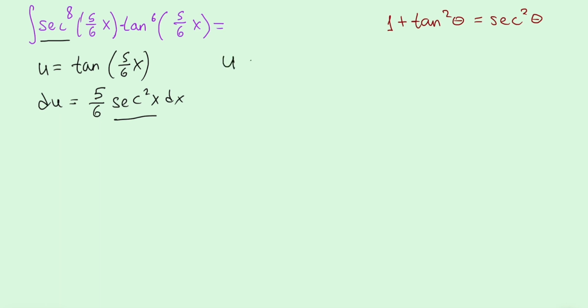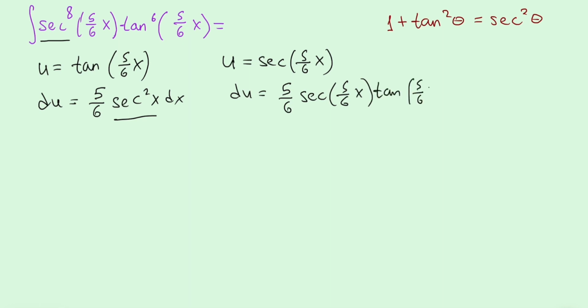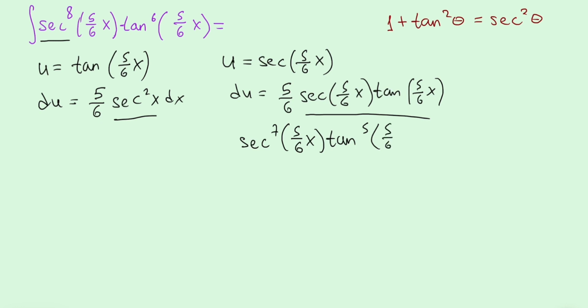Now, what if we try to write everything in terms of secant? So then we will have to have u to be secant of 5/6 x. Then our du would be 5/6 secant of 5/6 x times tangent of 5/6 x. Now, this could also be useful, but notice if we pull this out, we will have secant to the 7th power of 5/6 x times tangent to the 5th power of 5/6 x, and then we would have the du here.